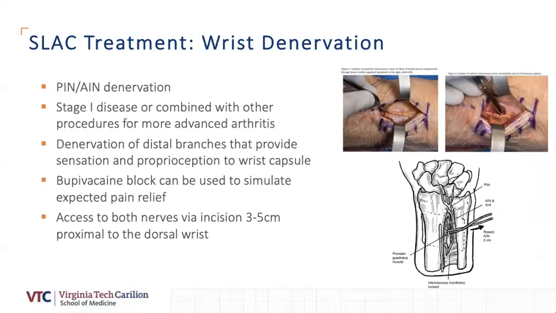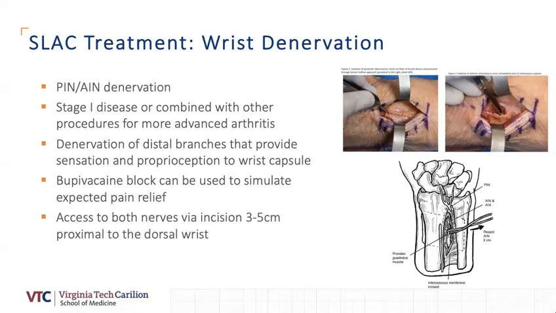So you'll feel that thump as it comes back into the normal facet. So we'll talk a little bit about treatment for slack wrist. So you can do wrist denervation procedures. Specifically, you would transect the PIN and AIN. And this is a procedure that can be done for stage 1 disease or combined with other procedures for more advanced arthritis. And you're able to do this because the PIN, which is the distal branch of the radial nerve, and the AIN, which is a distal branch of the median nerve, do not have any muscle innervation and just provide sensation to the wrist capsule. So you can transect this without any functional loss.